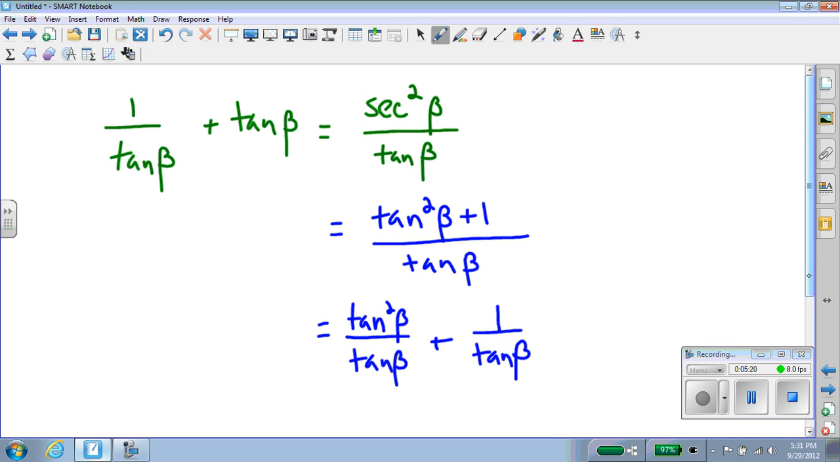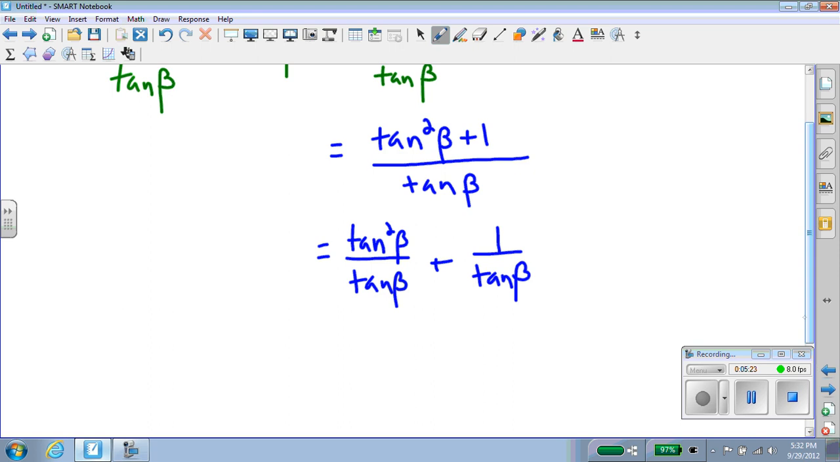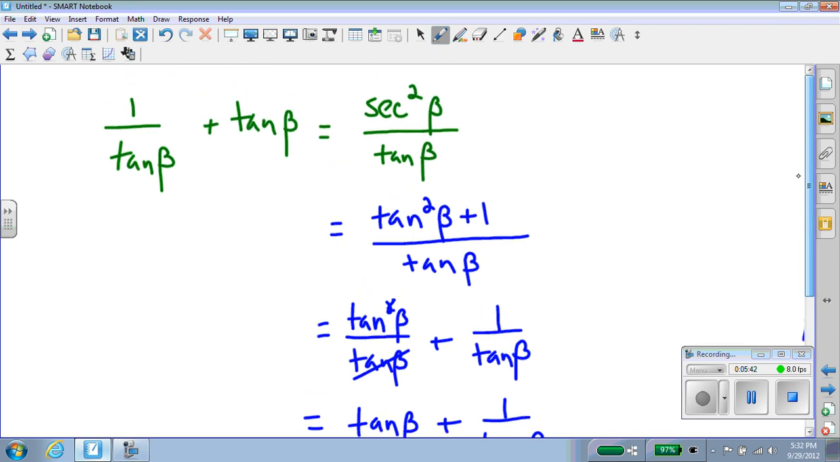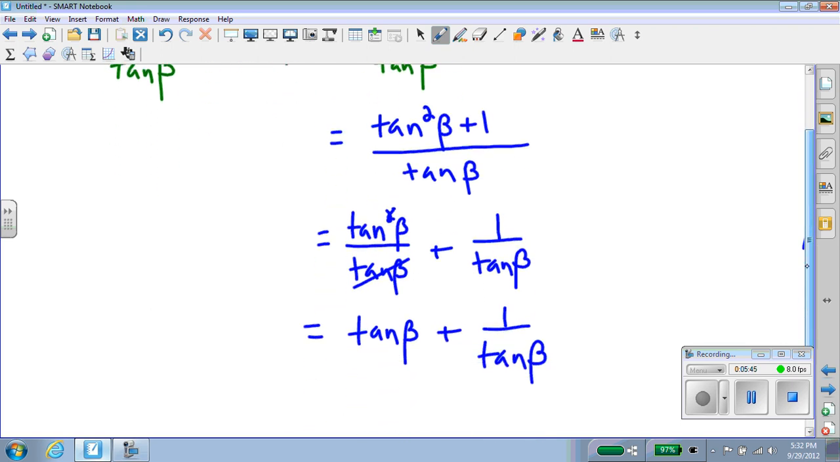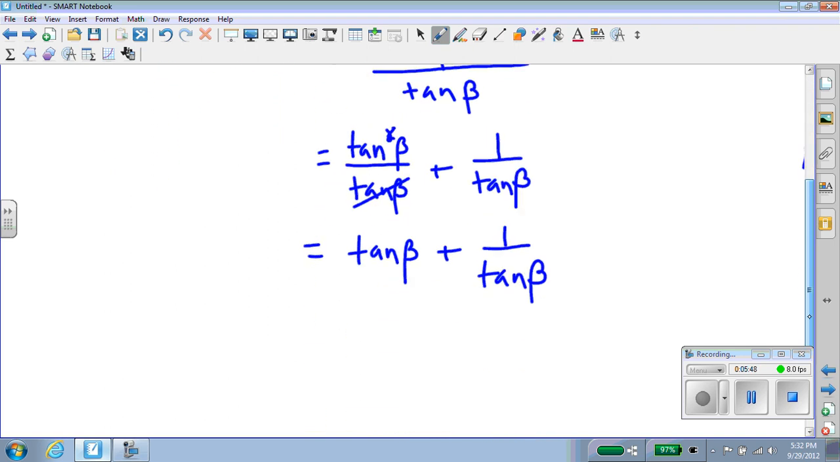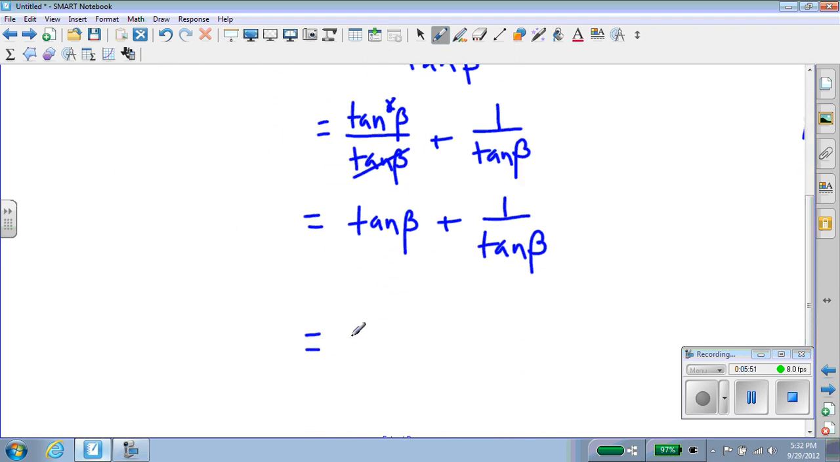That's just by, you might call it, reverse addition of fractions. This particular fraction can be simplified. So it would just be tangent of beta plus 1 over tangent of beta. You might say you're done, and I would say you're not, because the right-hand side doesn't look exactly like the left. I have to take one more step using the commutative property of addition to say that this is the same as 1 over tangent beta plus tangent beta. Now I'm done.